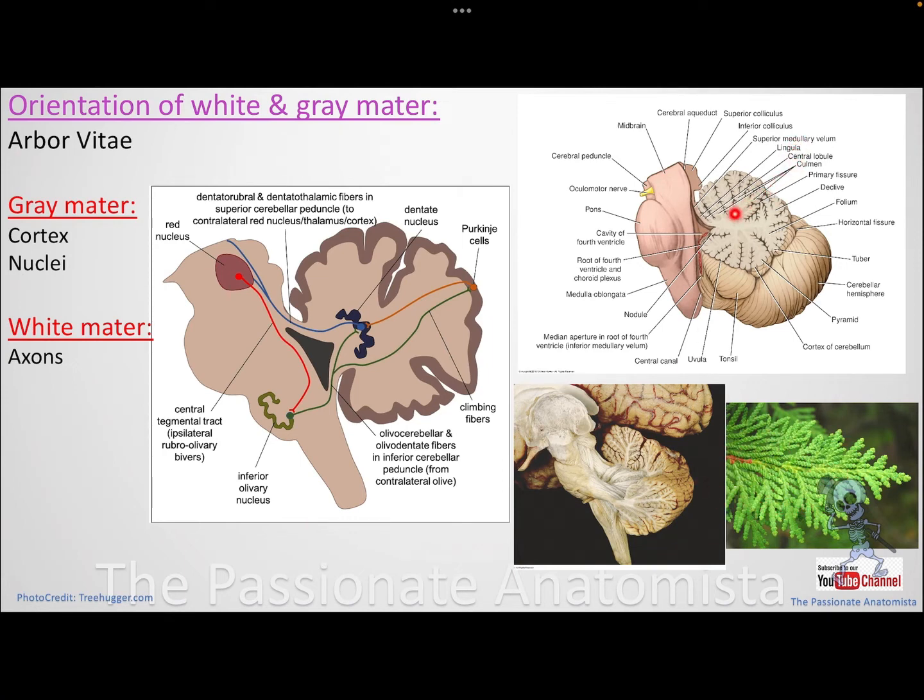So we are talking about the organization of the white and gray matter, and we refer to that as arbor vitae. What does that mean? It means that the white matter, as it gets inside of the cerebellum, gives you that appearance.